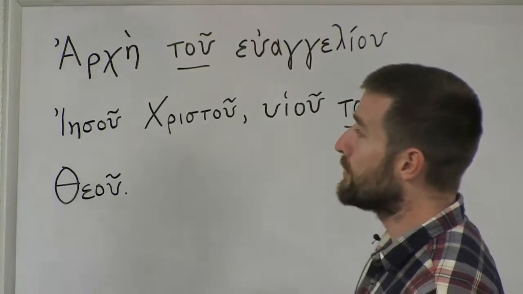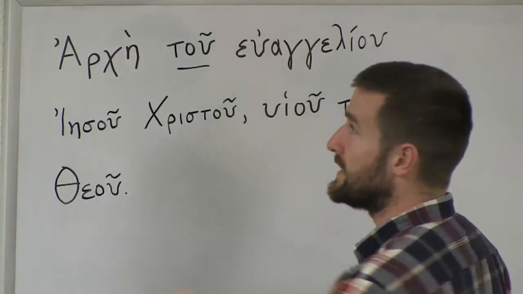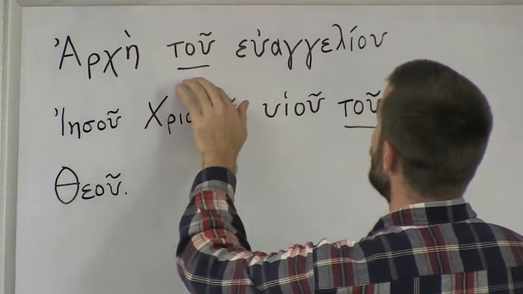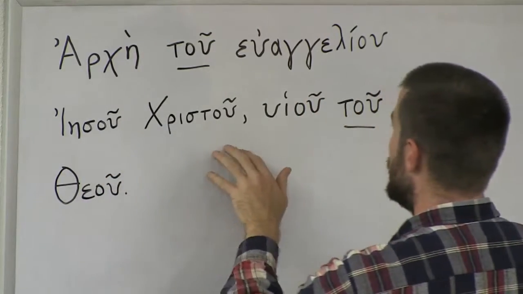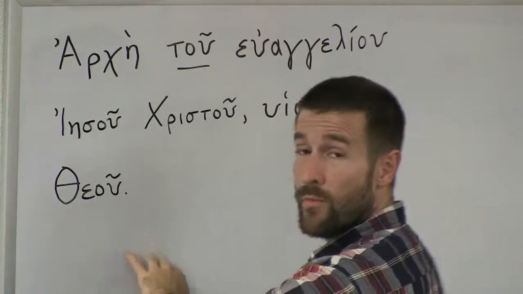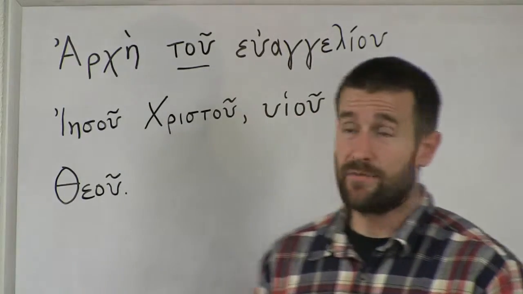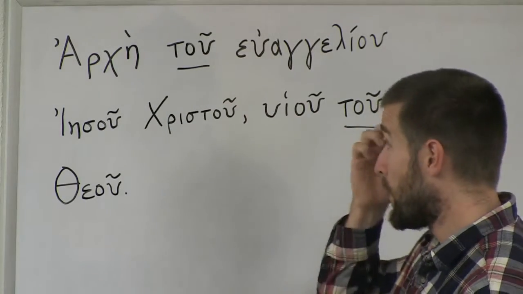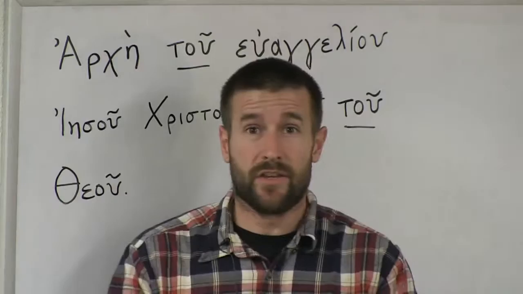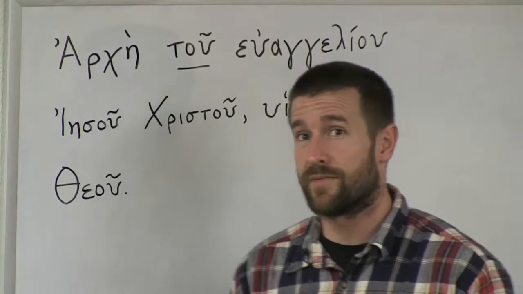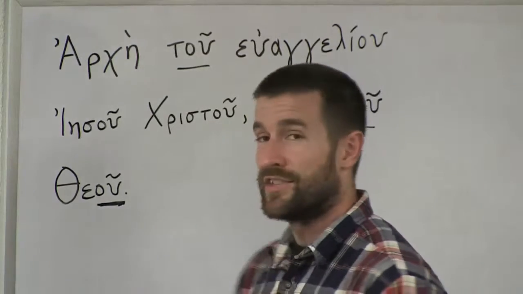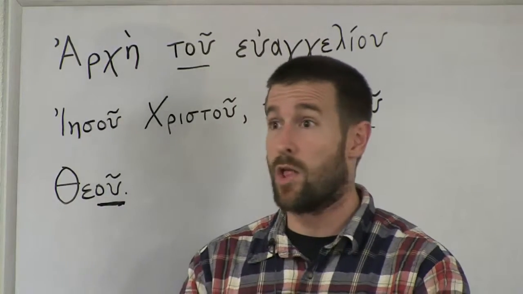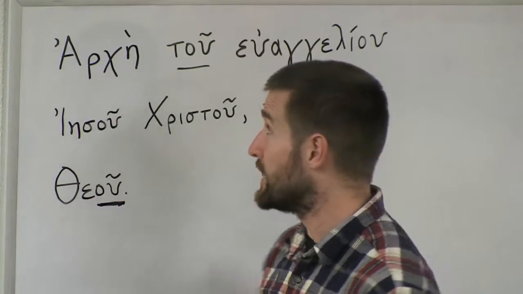Okay? So let's go through it again now that we know what each word means. Archi tu evangeliu Isu Christou iu tu theou. This is a pretty easy verse to memorize. It's pretty short, and if you memorize it, you're learning a lot of genitives. You're memorizing a lot of words in the genitive case, and you're learning this great genitive ending, which is the u ending, which you're going to see a lot when you're reading the Greek New Testament.